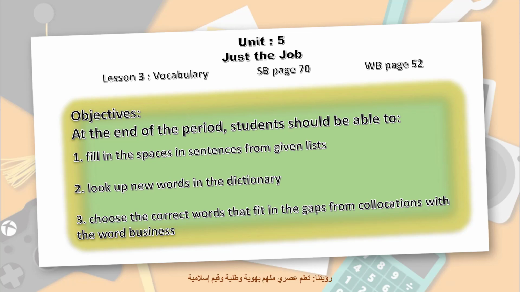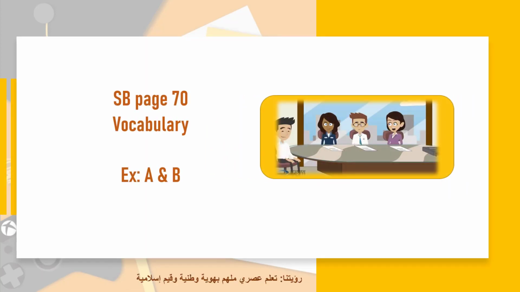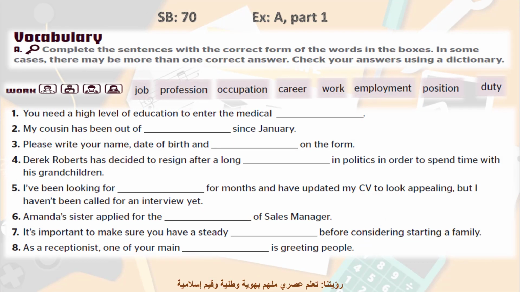Now open your student books, page 70, to do exercises A and B. Exercise A. Actually, exercise A is divided into 3 parts. Each part has some words which you have to use to fill in the spaces in the sentences given. Let's read the question. Complete the sentences with the correct form of the words in the boxes. In some cases, there may be more than one correct answer. Check your answers using a dictionary.